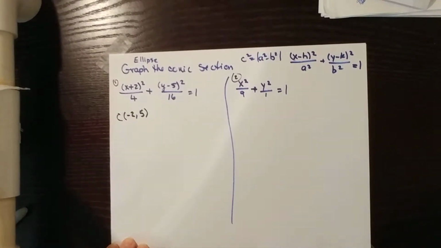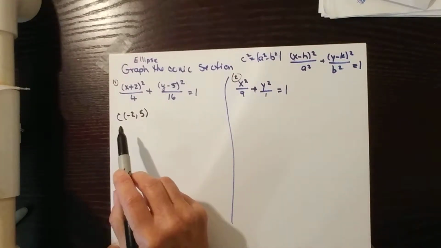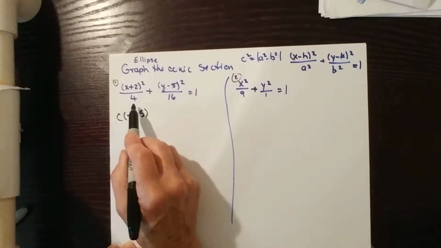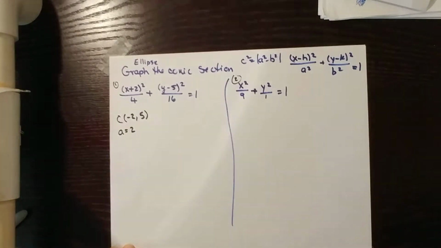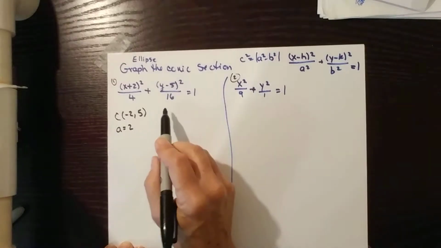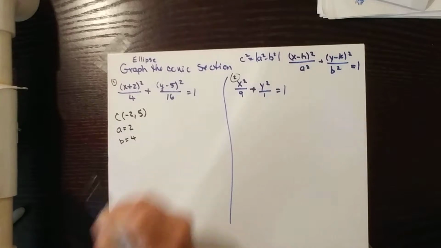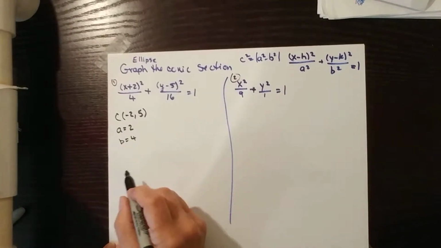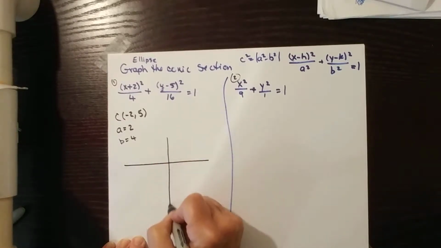And then the value of a squared is always what you find underneath x. So a squared is 4. So a is the square root of 4, which is 2. That's the horizontal distance of our ellipse. b squared is 16. So b is the square root of 16, which is 4. That's how we can find that. So let's go ahead and start to graph.